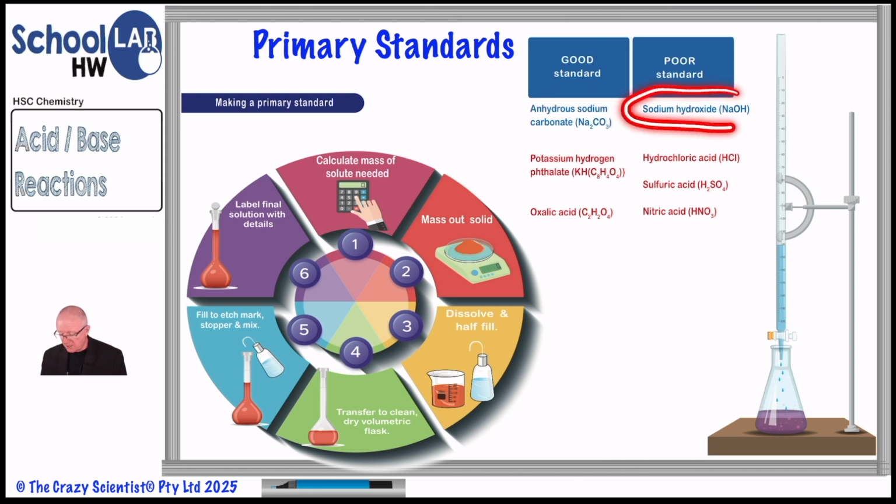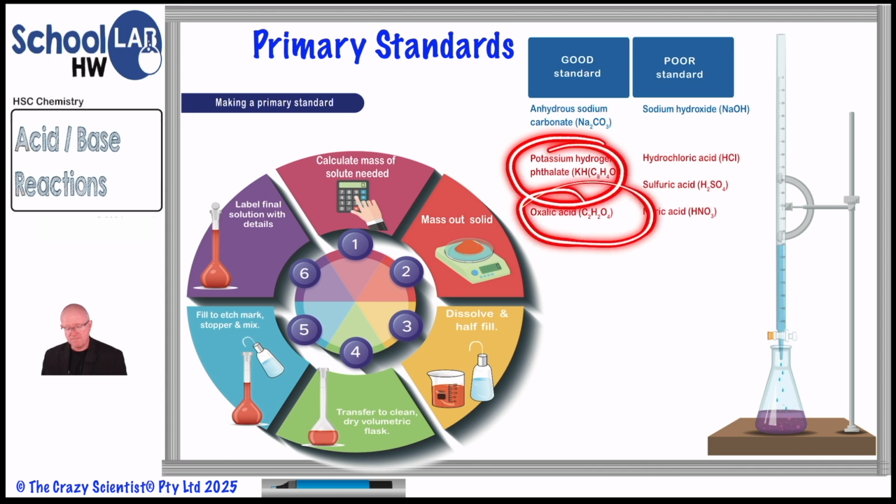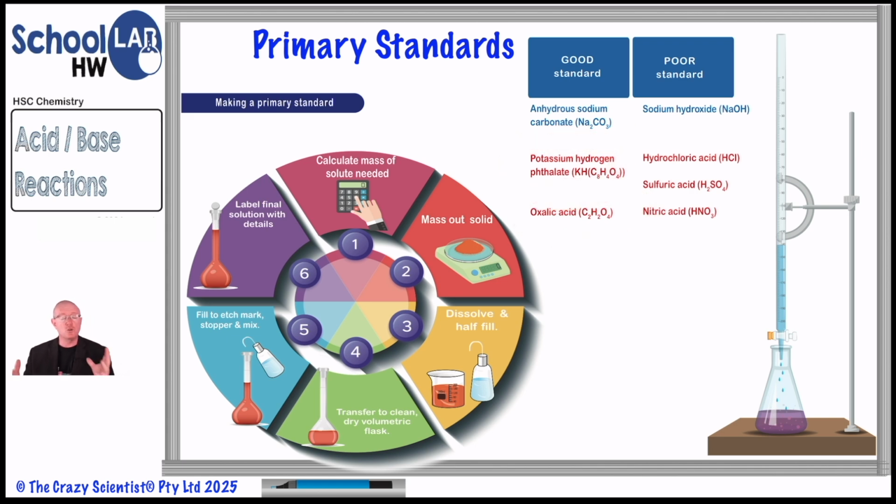Now, sodium hydroxide is very poor to use as a primary standard because it reacts with water in the air, it absorbs water, and also reacts with CO2, and so its concentration is constantly changing. And that's why generally in questions we'll say a standardized solution of sodium hydroxide was used in a titration, right? A standardized solution. Its concentration has already been determined by using one of these. Okay, so now we know examples of good primary standards, poor primary standards.